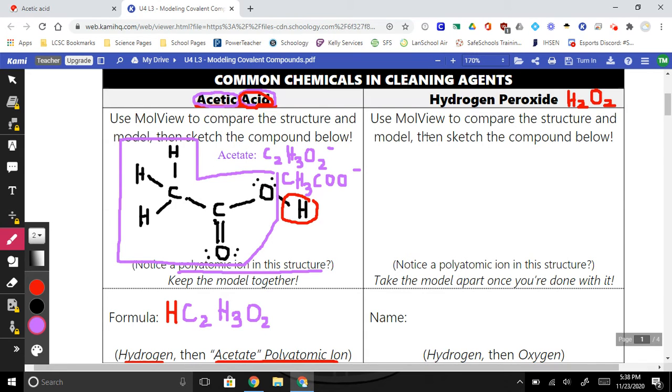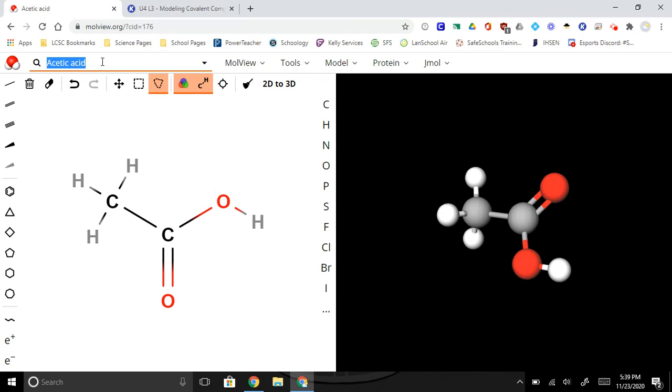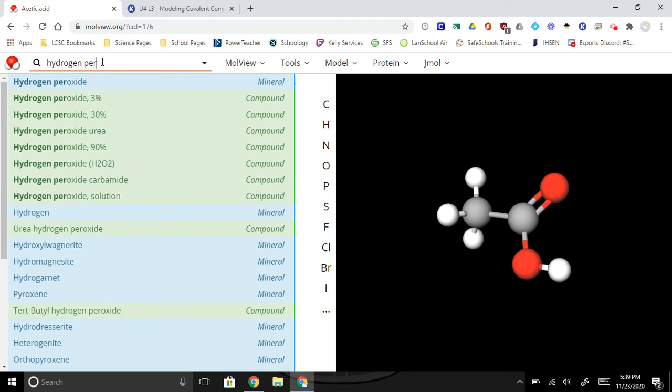Okay, both of these are common cleaning agents or disinfectants that you've probably seen used around your house. Hydrogen peroxide is not that good of a disinfectant nowadays, since we know that it actually can kill some good skin cells alongside killing the bad bacteria you're trying to get to. But anyway, it's outside the purview of this video. Let's look up hydrogen peroxide on MolView. So I'm just going to type in hydrogen peroxide.